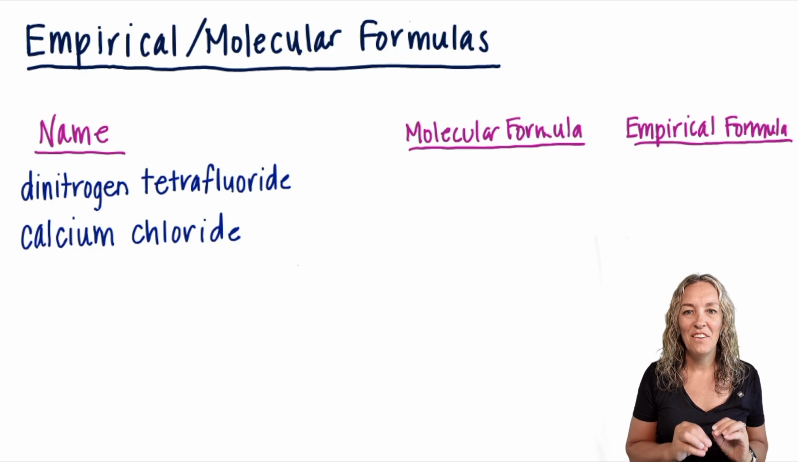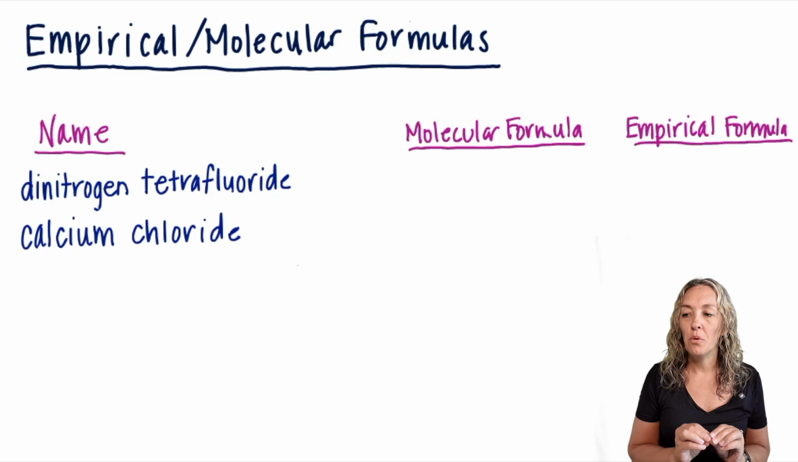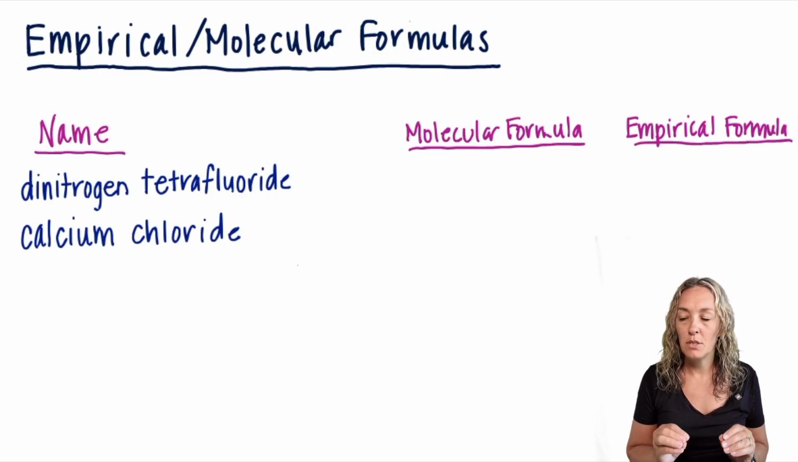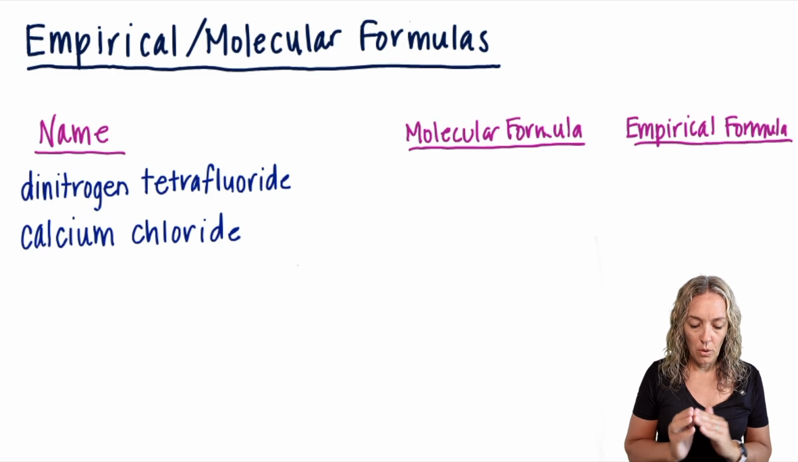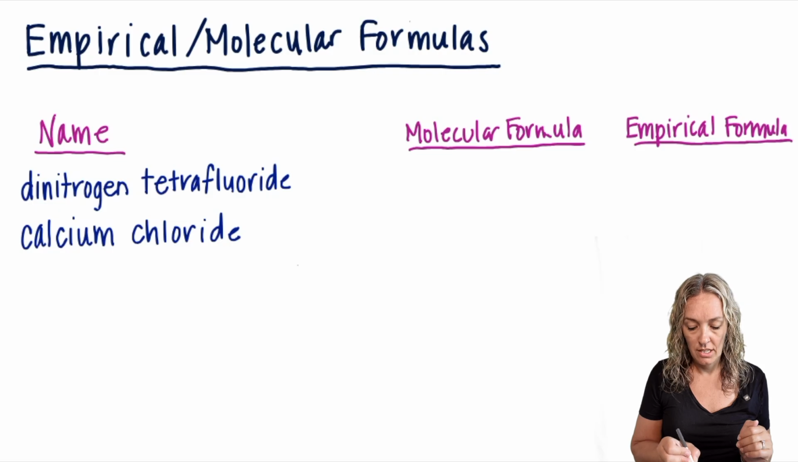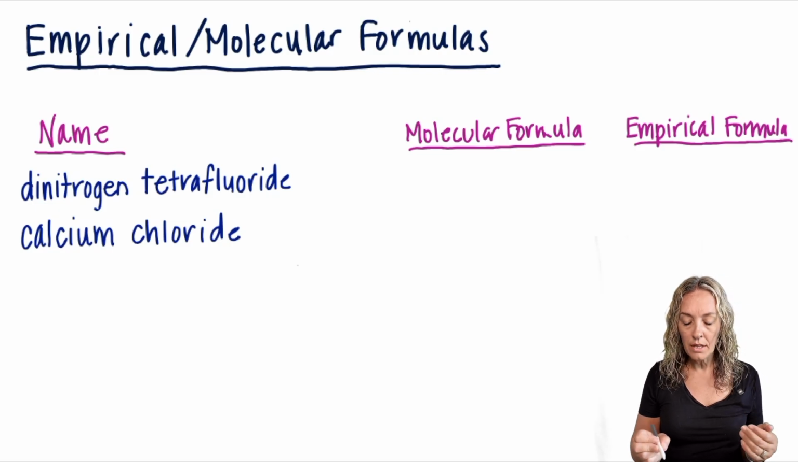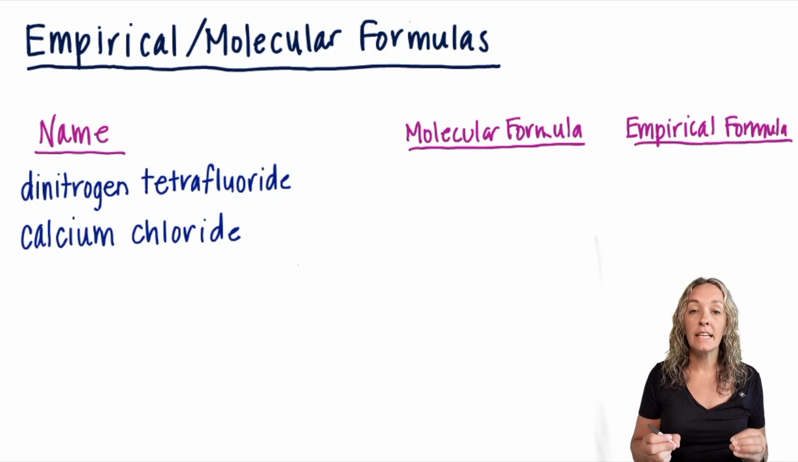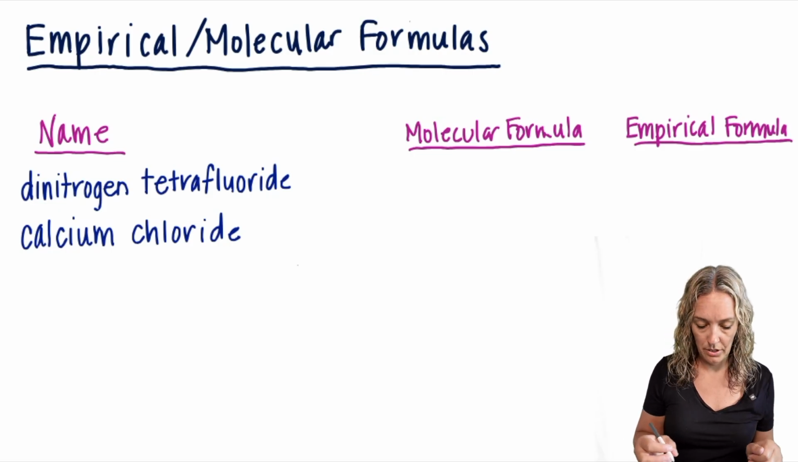All right, guys, today we are going to go over empirical and molecular formulas. So we first need to go over what the difference is between the two, and we'll do some examples in order to show that. So when we are given the name of a compound, like dinitrogen tetrafluoride, the molecular formula is telling us how many of each atom is present in the compound.